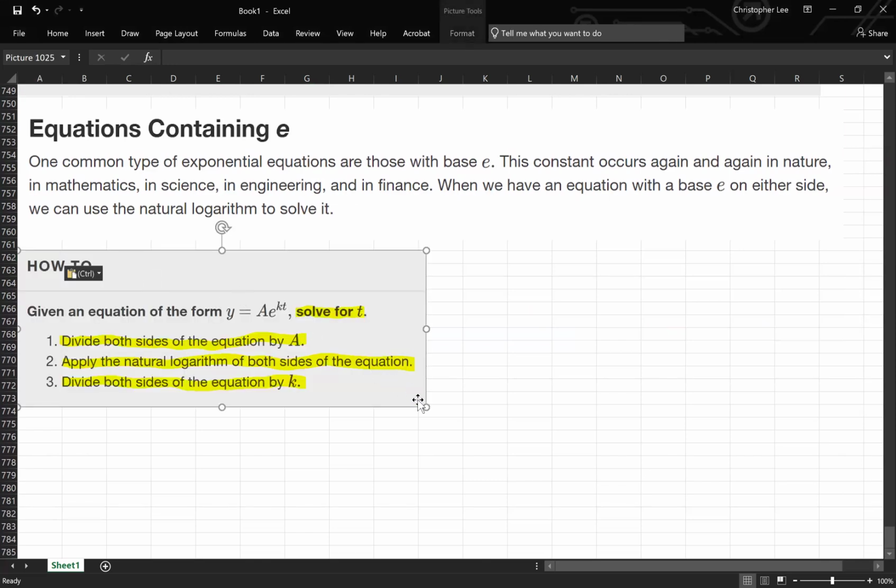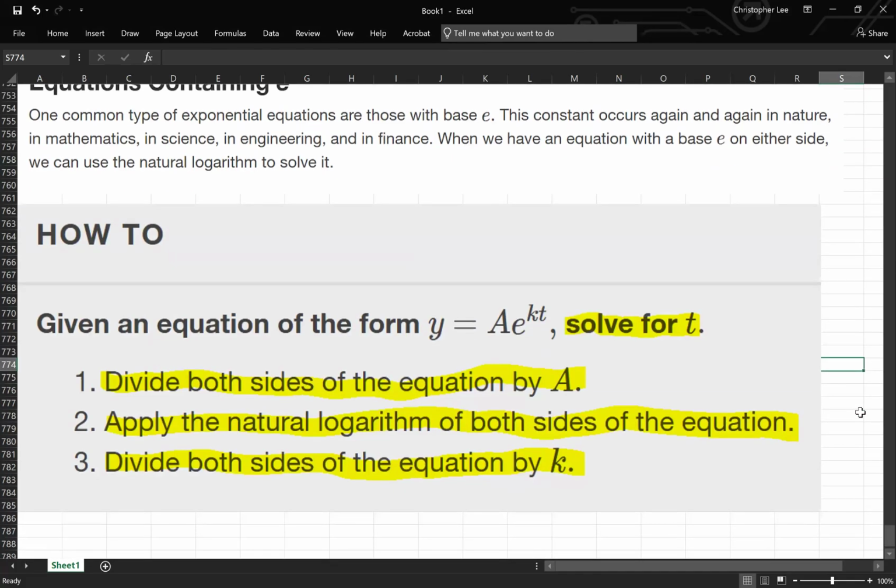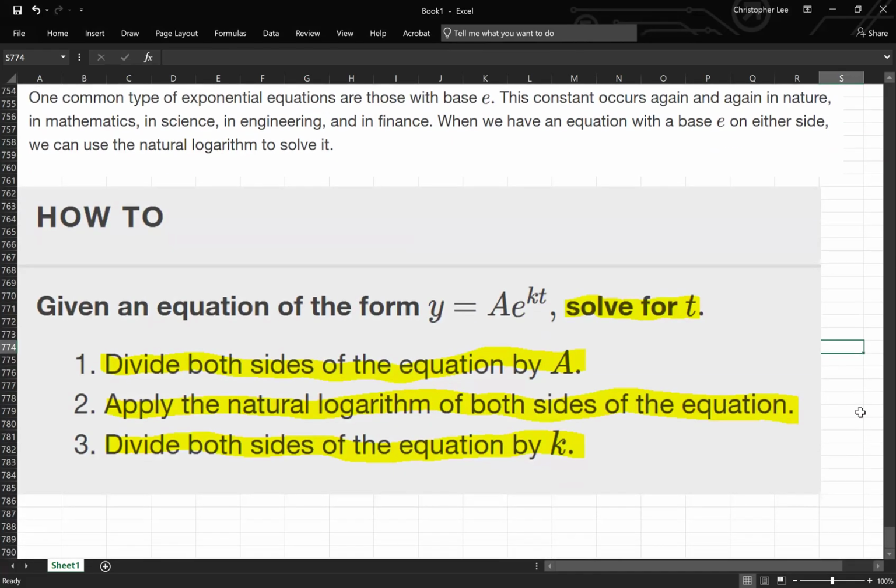So let's take a look. Let me give y'all some procedure before we jump into it. Given an equation of the form y equals ae to the kt, let's say you wanted to solve for t. How would you do that? You would divide both sides of the equation by a, then you would apply the natural logarithm to both sides to get rid of that e. Then you can simply divide by k, and boom, you would have t.